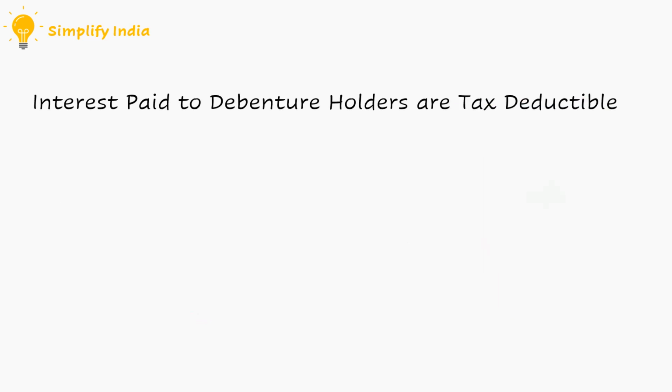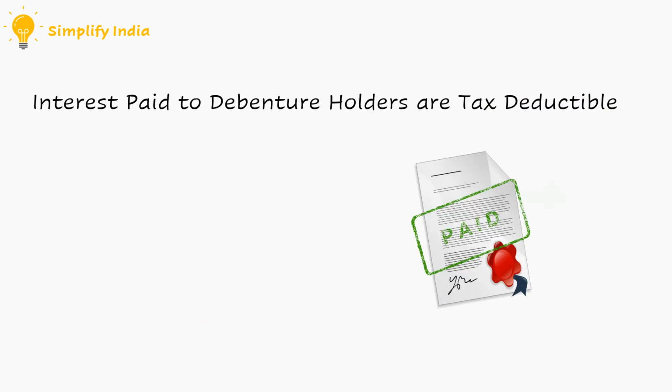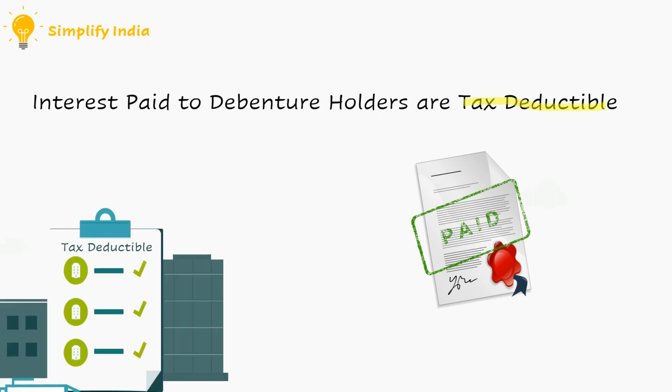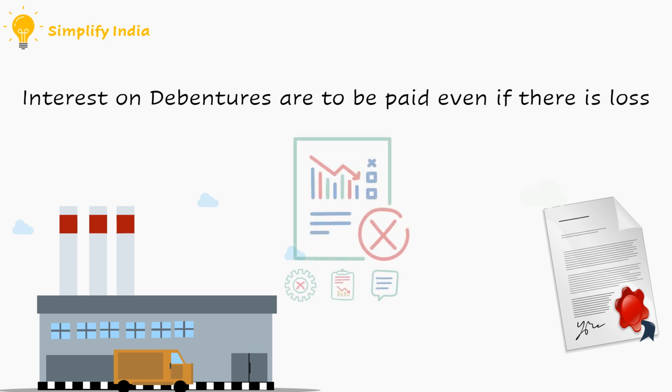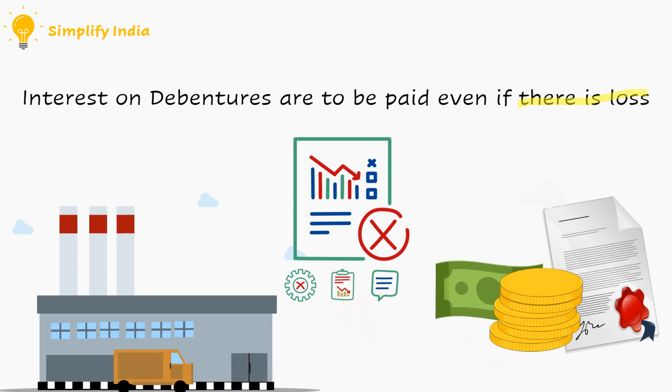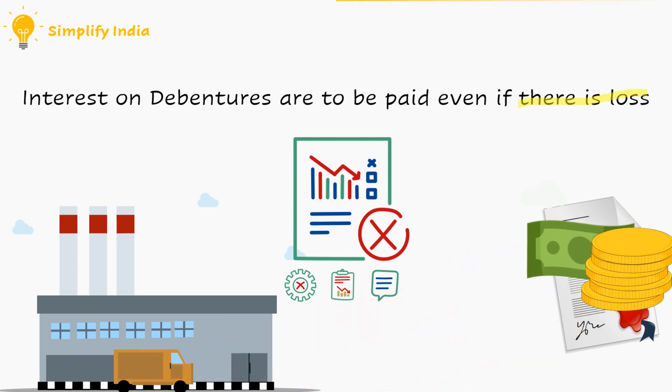Next, interest paid to debenture holders is tax deductible. It means the tax liability is lowered by lowering the taxable income. Next, interest on debentures is to be paid even if there is a loss. Generally, the interest payable to debenture holders is charged against the profit of the company. So the payment has to be made even if the company makes a loss, which is not so in the case of shares.